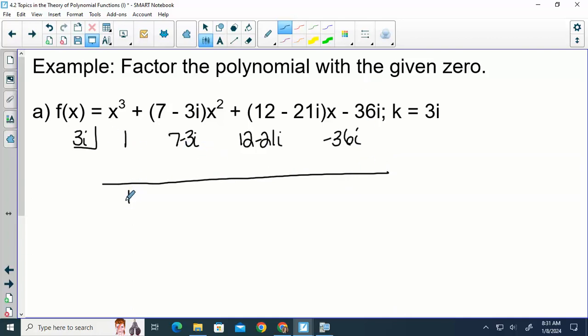So 1 comes down. 1 times 3i is 3i. Add and we just get 7. 7 times 3i is 21i. Add, and we get 12. 12 times 3i is 36i. Add, and we get 0. This sounds awesome. Yeah, it's not bad at all. The i's cancel out. Just looks scary to start with.